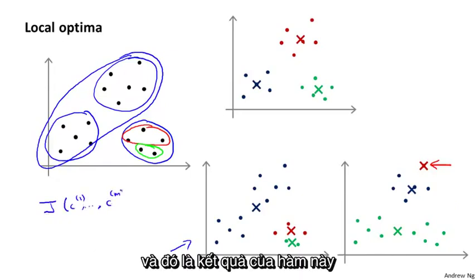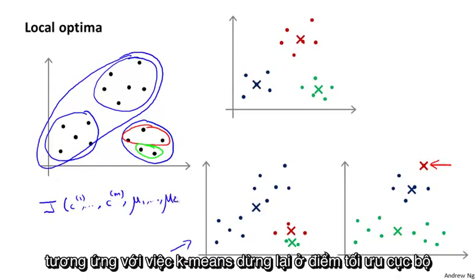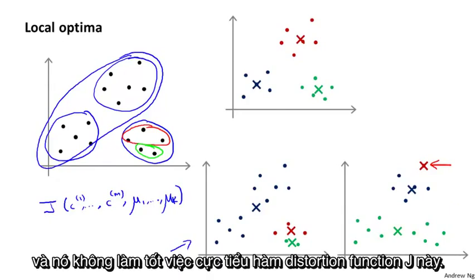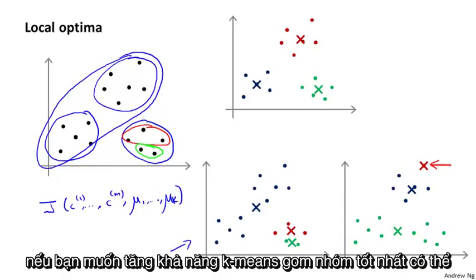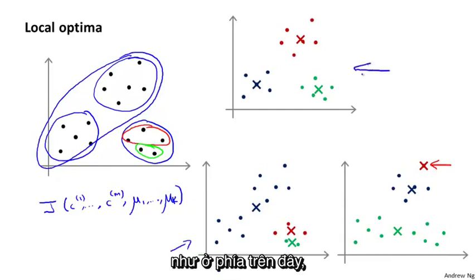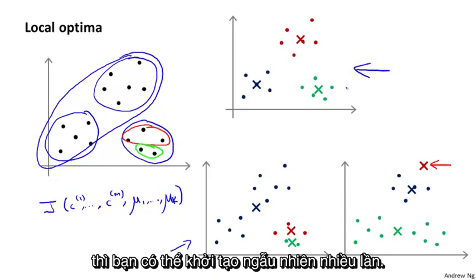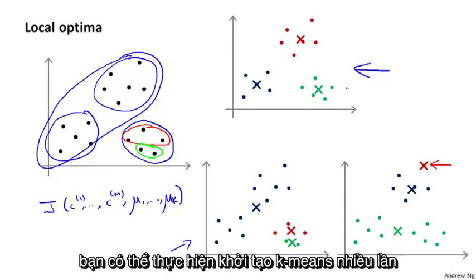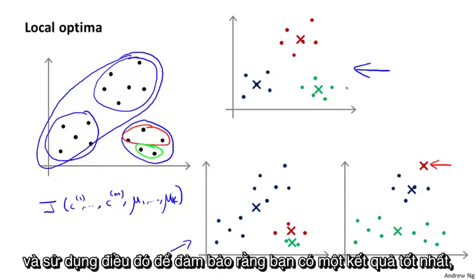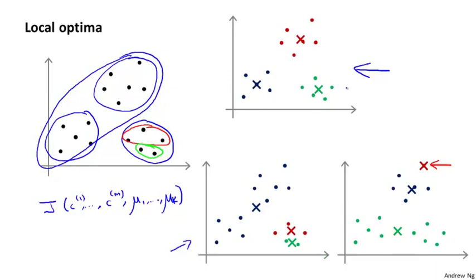What these local optima correspond to is really solutions where k-means has gotten stuck at the local optima and is not doing a very good job minimizing this distortion function j. So if you're worried about k-means getting stuck in local optima, if you want to increase the odds of k-means finding the best possible clustering like that shown on top here, what we can do is try multiple random initializations. So instead of just initializing k-means once and hoping that that works, what we can do is initialize k-means lots of times and run k-means lots of times, and use that to try to make sure we get as good a solution, as good a local or global optimum as possible.